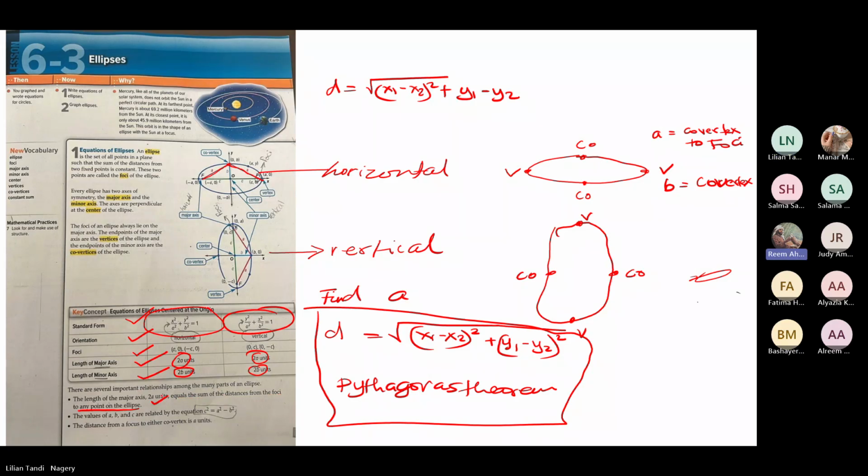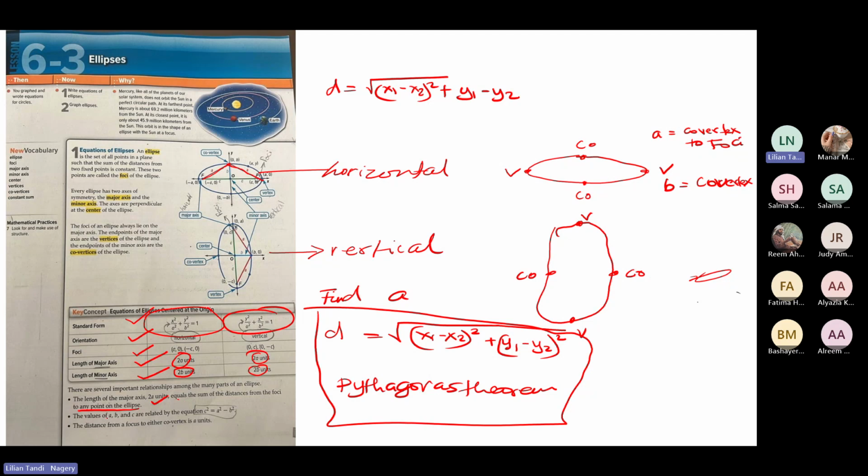Any point from the ellipse, the sum is equal to 2a. See, it says the sum. That means you need to be adding. It doesn't say to just take any distance.